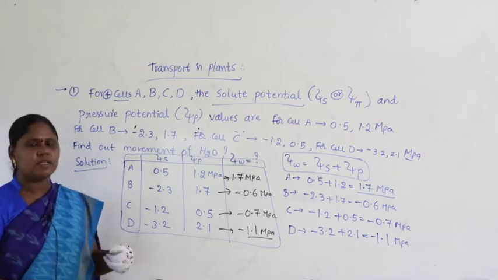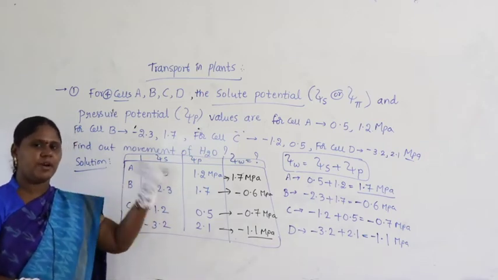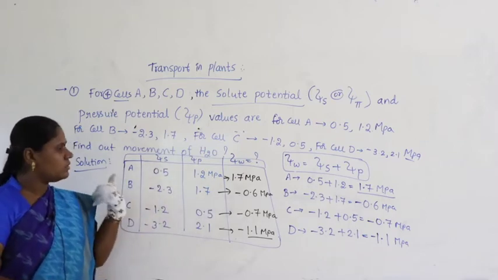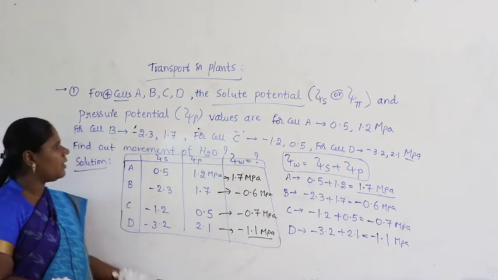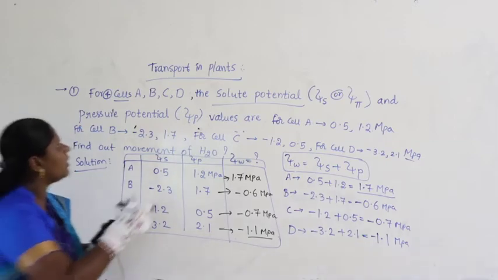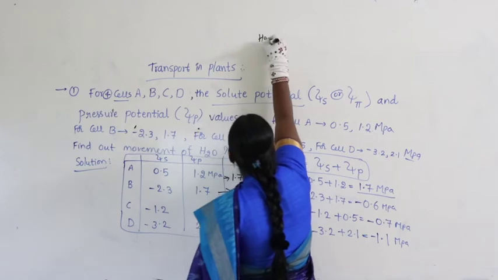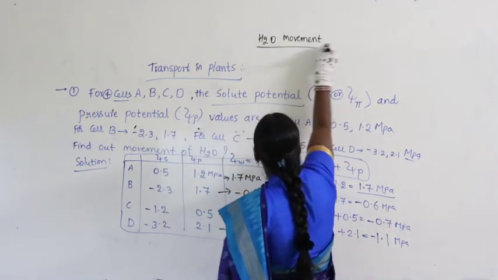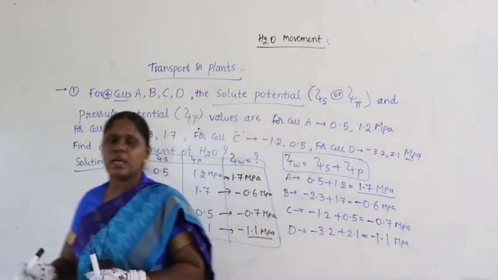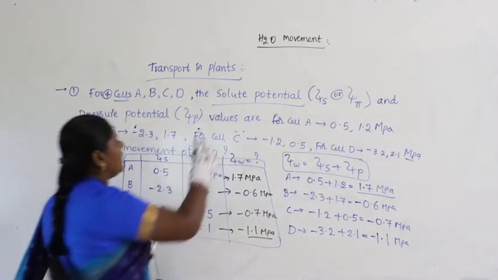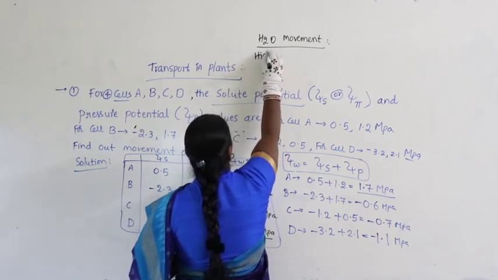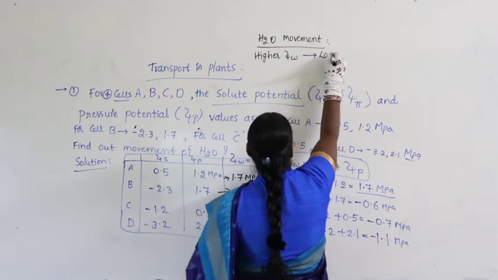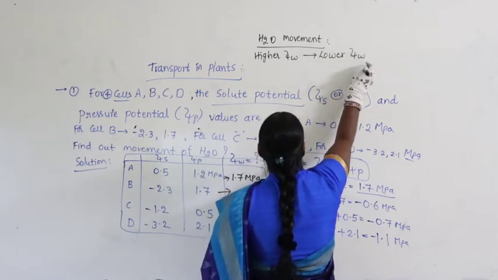What is the meaning of this? Plus values we always take on the upper hand, above 0. Minus values we take below 0. So, the movement happens from where to where? Now, if you take water movement, we write water movement always occurs from where to where? Higher water potential to lower water potential.